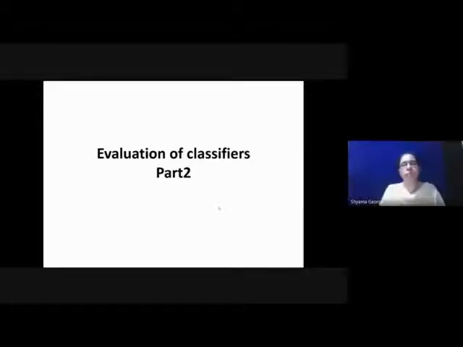Now in this class we will discuss how the labeled data can be divided into test data and training data in various ways to improve the performance of the classifier.